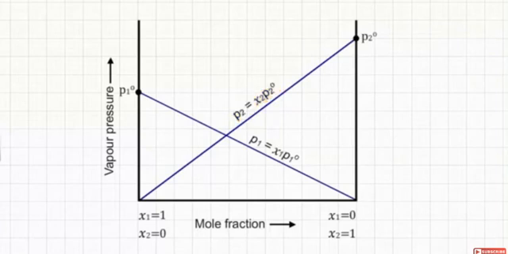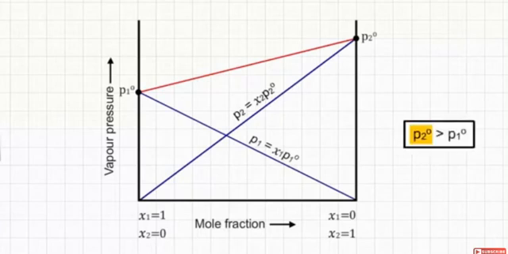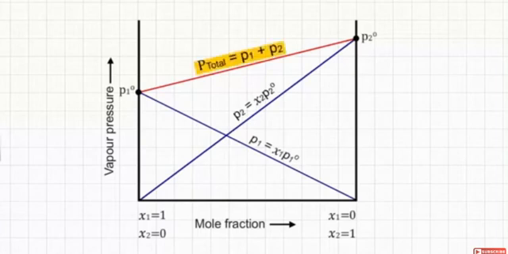Now, as can be seen from the curve, the vapor pressure of the pure component 2 is higher than that of the pure component 1. This means that component 2 is more volatile than component 1. Now the total vapor pressure of the binary mixture, P total, is given by the sum of the partial pressures P1 and P2. As you can see in the diagram, the solid straight line gives the plot of P total versus mole fraction.